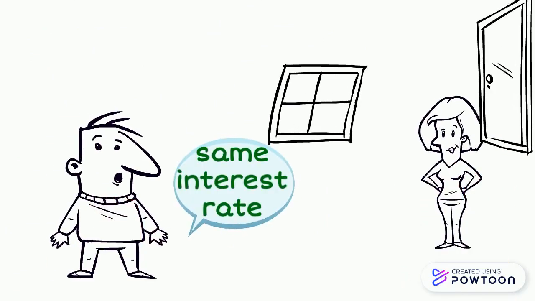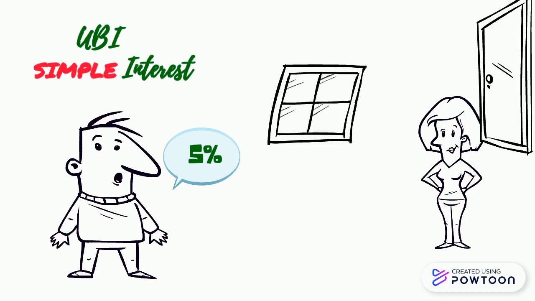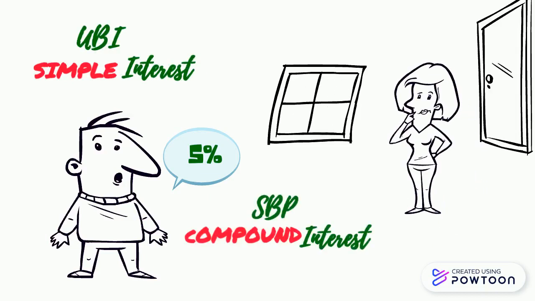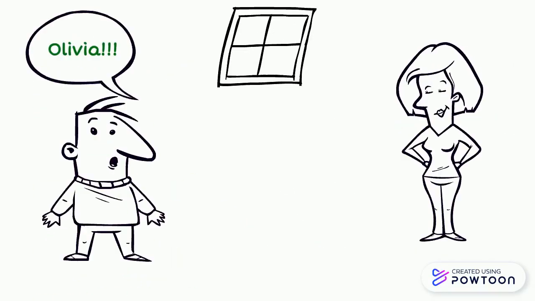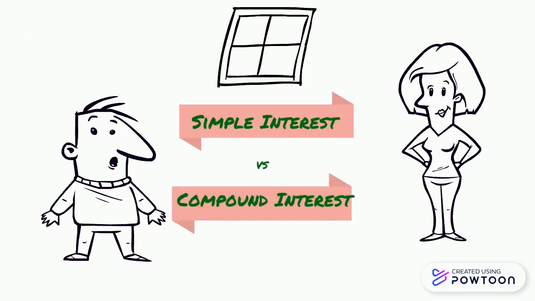Actually, the rate of interest offered by both the companies is 5%. But on $5,000, UBI is offering a simple interest and SBI is offering a compound interest. Hey Olivia, you are good at math. Can you explain to me the difference between simple interest and compound interest?